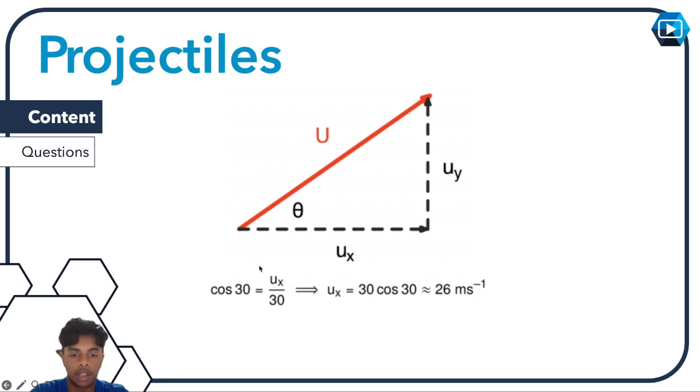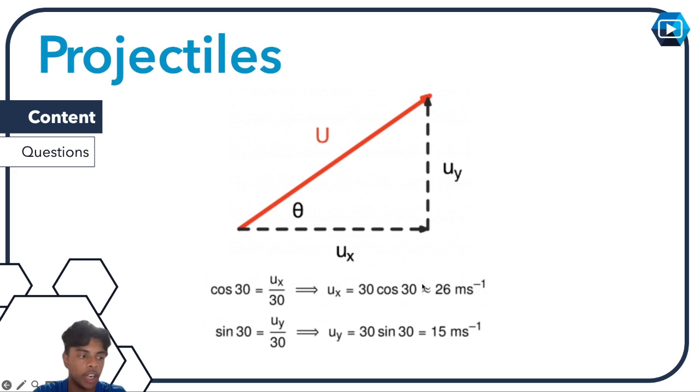So we're making a few assumptions here. First of all, let's assume that the angle theta is going to be 30 degrees and u here is going to be 30 as well. So then cos 30 is going to equal ux over 30. And so ux will be equal to 30 cos 30, which will be approximately 26 meters per second. So the general formula will be that cos theta will equal ux divided by u. So ux will equal u cos theta.